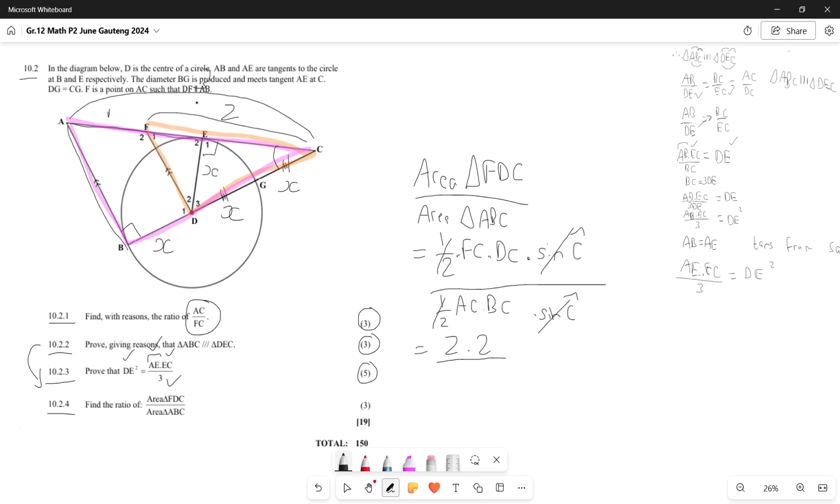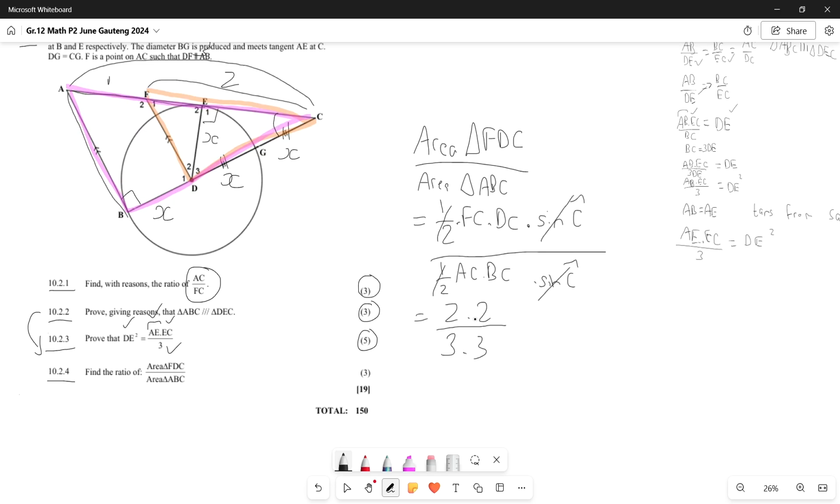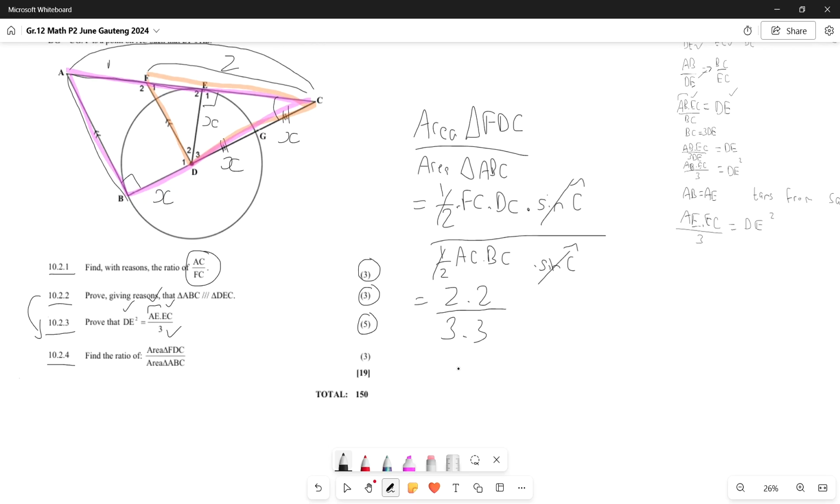AC over here is 1 plus 2, so we have 3, and then same thing here. BC is 1, 2, 3 x's, so we have 3 over there, which means we have 2 times 2 at the top, which gives us 4, and 3 times 3 at the bottom, which gives us 9, and we have 4 over 9 as our final answer. Because here we've just found the ratio of the areas of triangle FDC and triangle ABC.